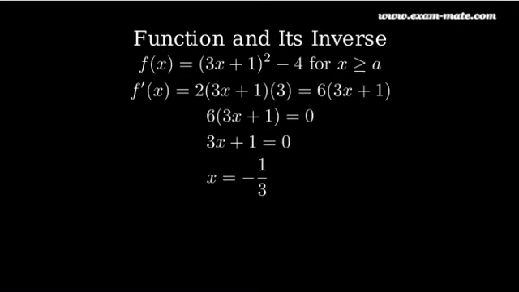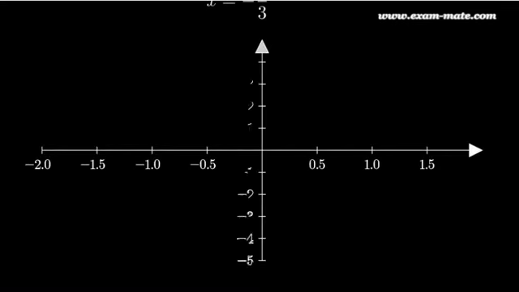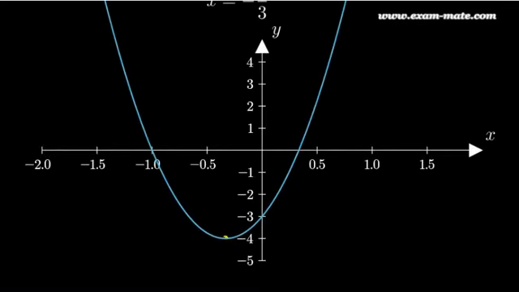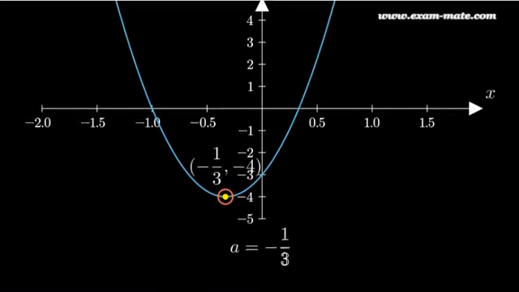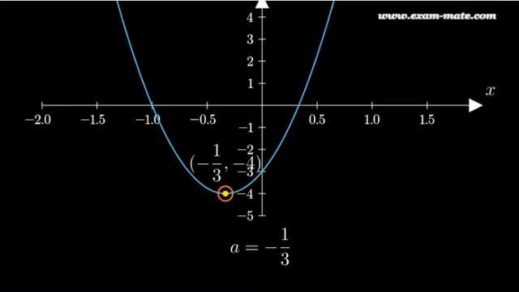Let's visualize this with a graph. Here's our coordinate system. The function is a parabola that opens upward, with its vertex at x equals negative 1/3. The function reaches its minimum value at this point. Since the function is strictly increasing for all x greater than negative 1/3, this must be our value of a. Therefore, the least possible value of a is negative 1/3.